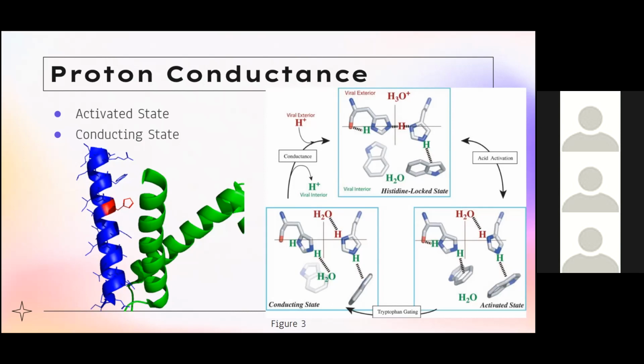And once that N epsilon 2 proton is released to the C-terminal water, the HXXW quartet returns to the histidine lock state. And on the left, in red, the histidine 37 is highlighted. That's also a self-created image in PyMOL.